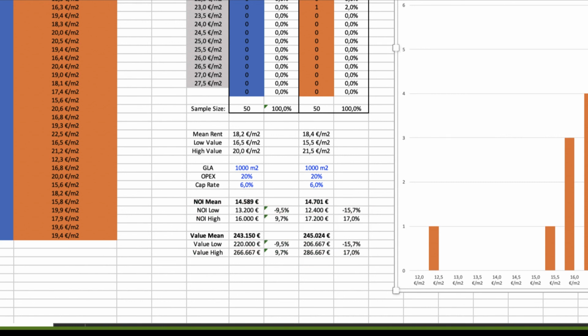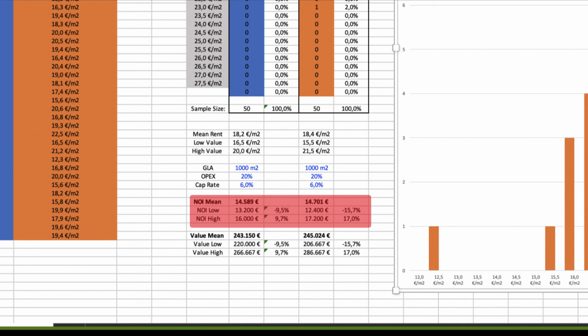The low and high values corresponding to the 95% confidence intervals of each dataset are provided here, with the blue data range for NOI above and below the mean value a total of 10%. For the orange dataset, the low and high values represent a variation of 15% and 17% from the mean, respectively.